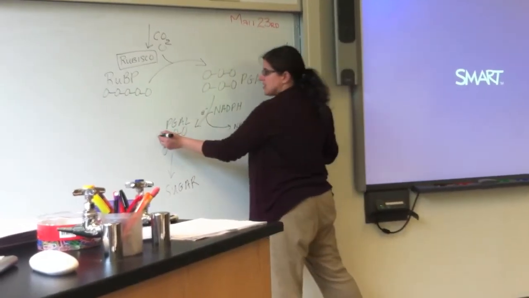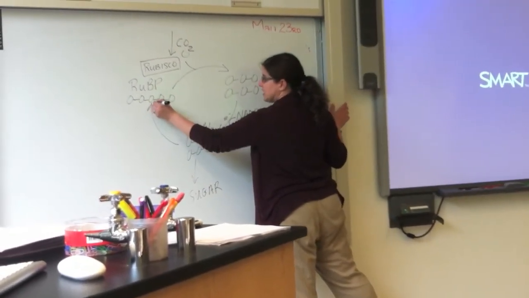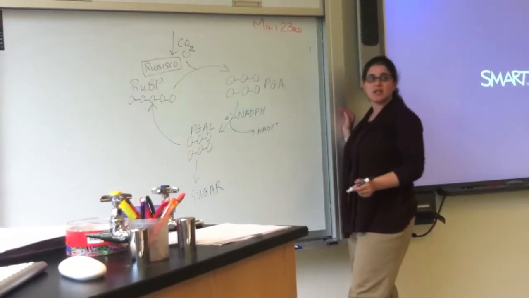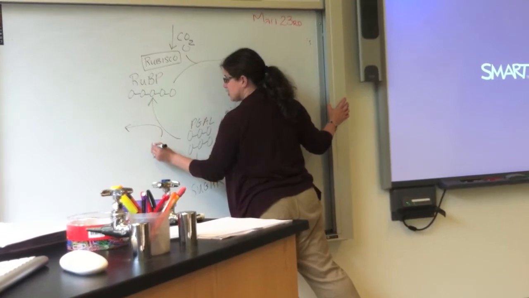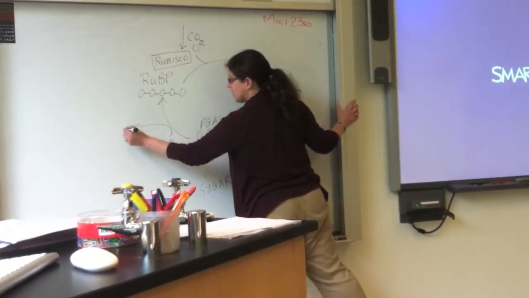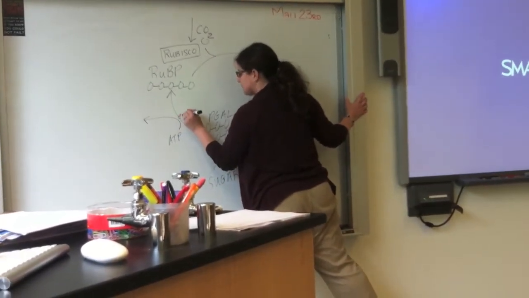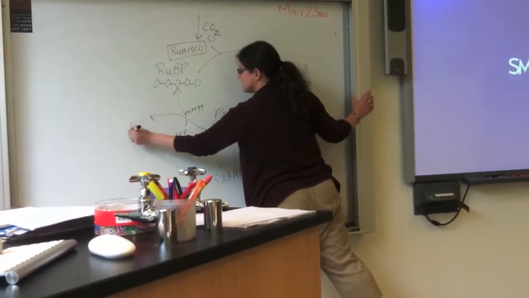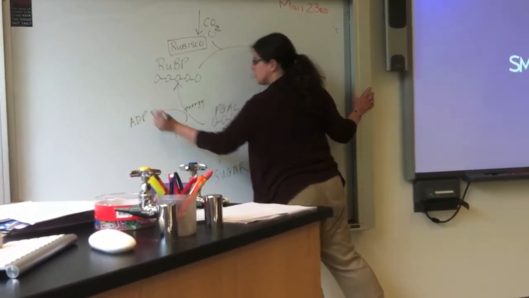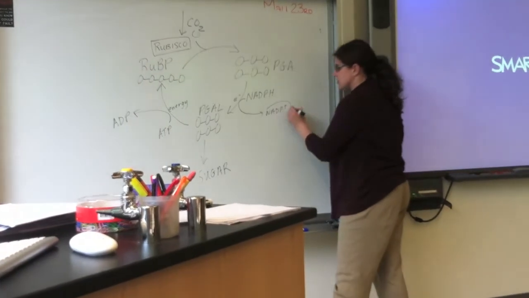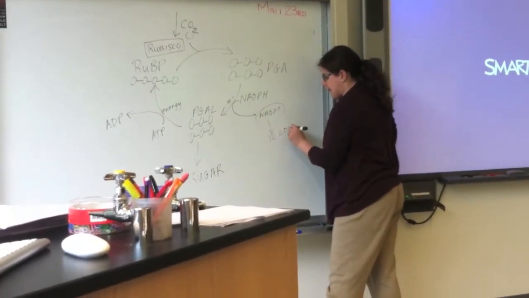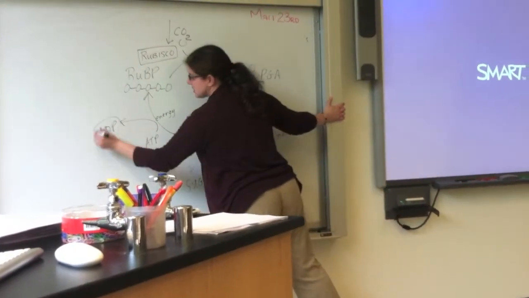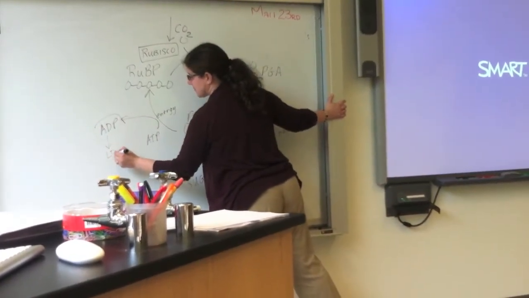The PGAL that's left has to be rearranged into RuBP, and we need energy for the rearrangement, so we get the energy in the form of ATP, which gives us energy, and we end up with ADP, which goes back to the light reactions. So this goes back to the light-dependent reactions.